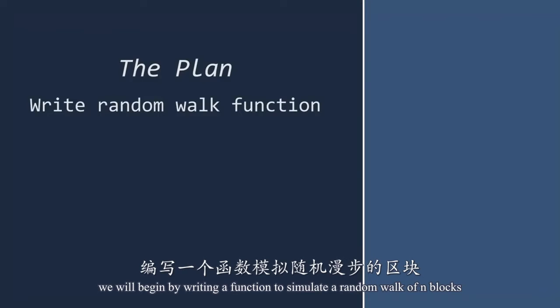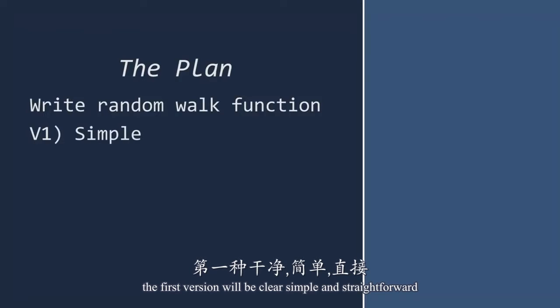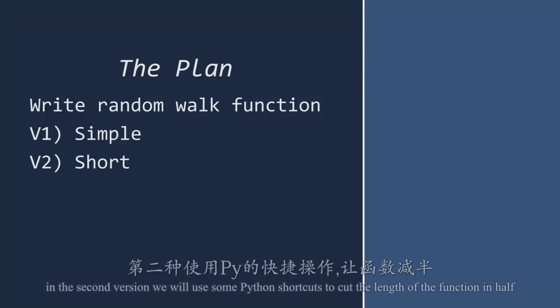We will begin by writing a function to simulate a random walk of n blocks. We will write this function twice. The first version will be clear, simple, and straightforward. In the second version, we will use some Python shortcuts to cut the length of the function in half.